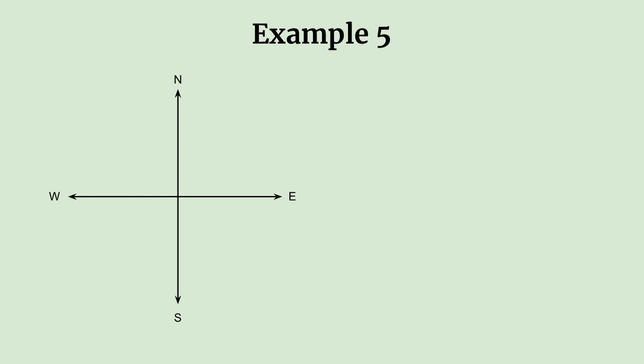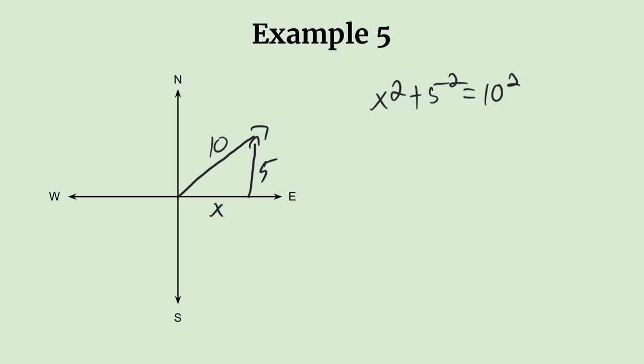If we know the resultant vector, which is 10, and we know one of the components, here we know what the y is, so then we want to find what is the x component. We can still do Pythagorean theorem. X squared plus 5 squared equals 10 squared. X squared plus 25 equals 100. X squared equals 75. Take the square root of both sides.